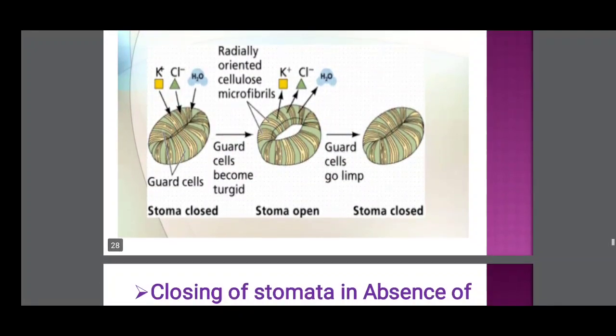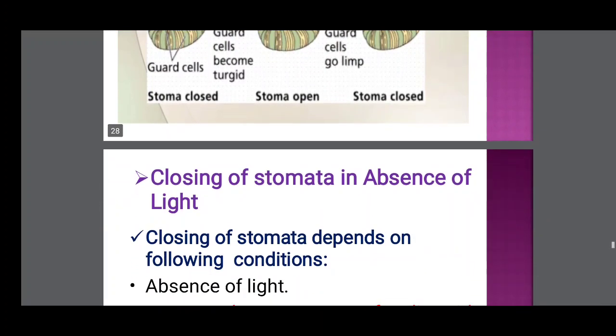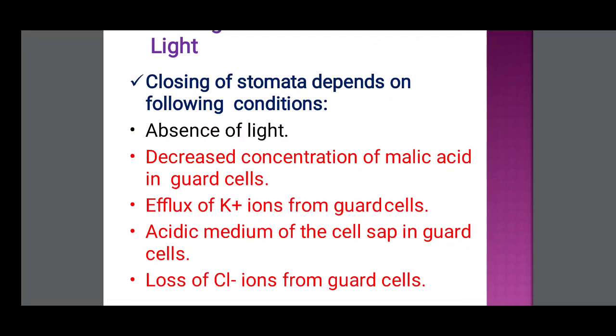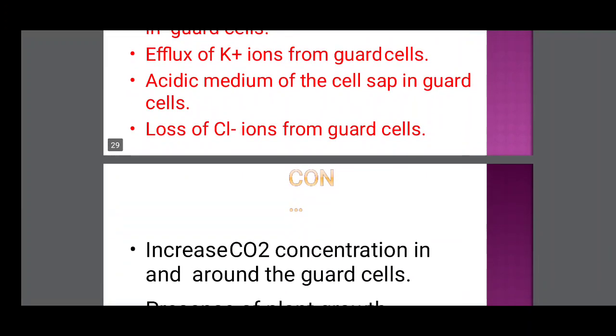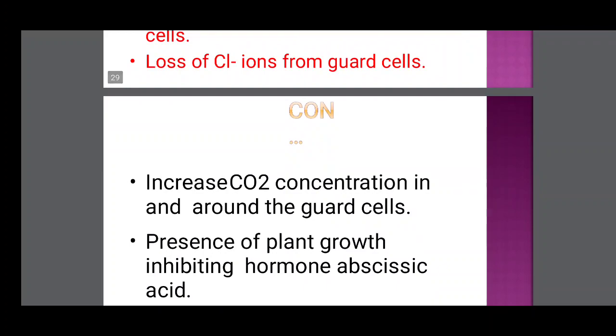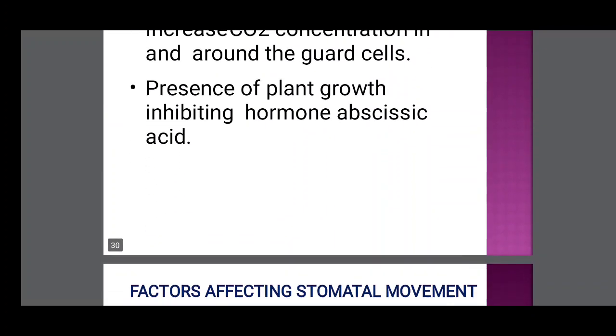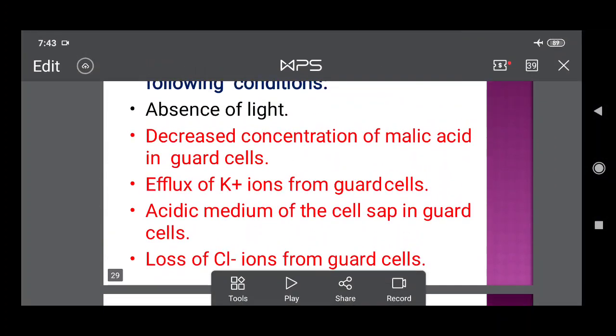The picture of the stomata and guard cell. Closing of stomata: conditions in the absence of light. Absence of light, decreased concentration of malic acid in guard cell, efflux of potassium ions from the guard cells, acidic medium of the cell sap in guard cell, loss of chloride ions from guard cells, increase of CO2 concentration around the guard cell, presence of the plant growth inhibiting hormone abscisic acid. So these are the conditions.